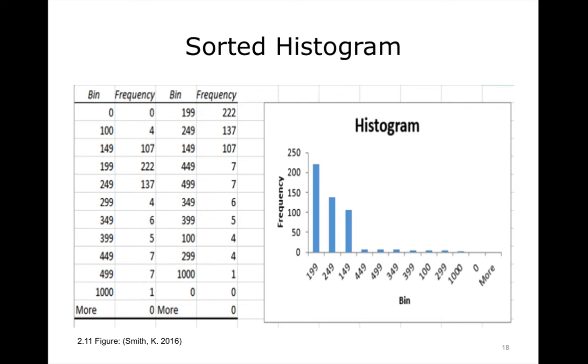Sorting the histogram organizes the categories or bins by how often they occur. The most frequent bins will be to the left of the graph.